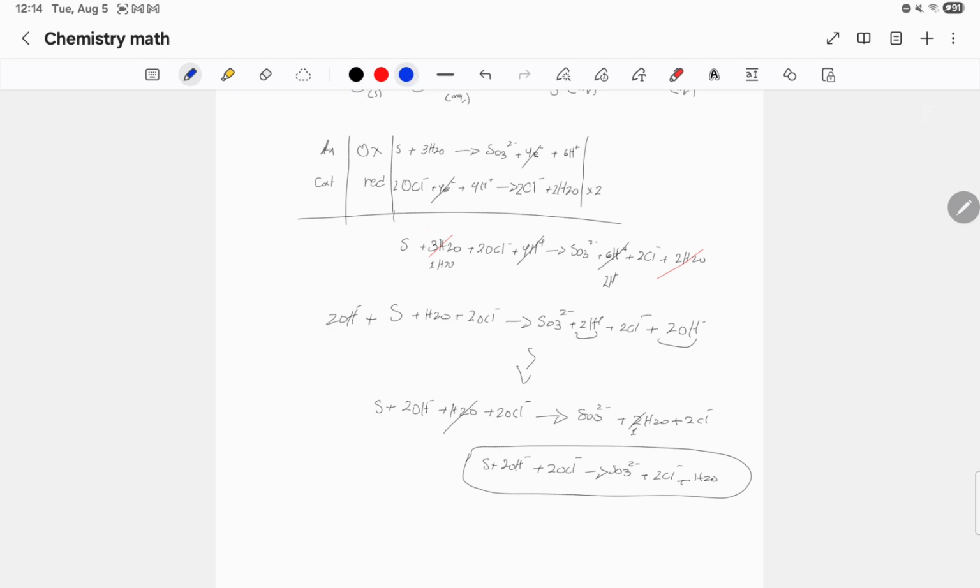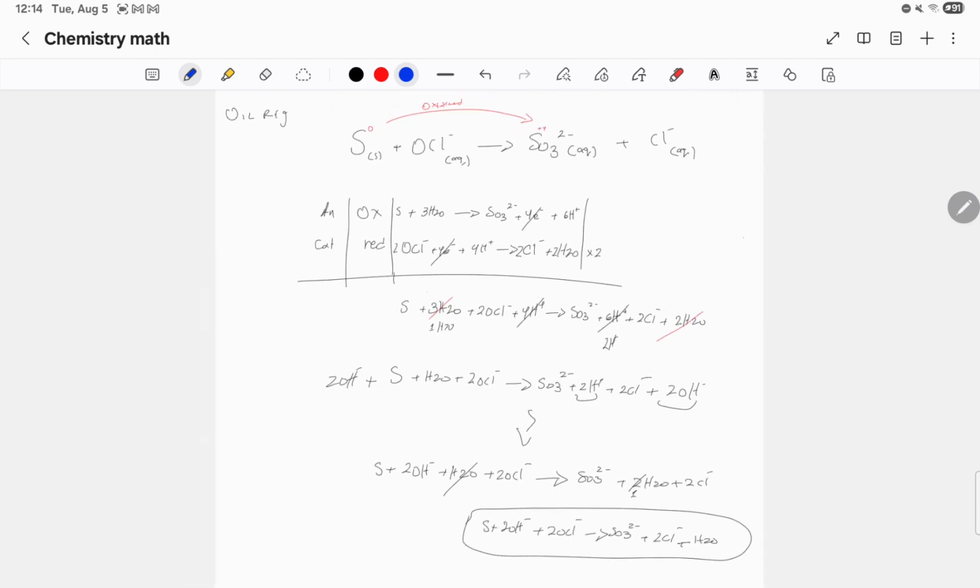So you can see that the only thing that is different between a basic solution and an acidic solution is that I would only have to add hydroxide at the very end, like at this step. Of course, you can do this so much faster. I'm only doing it this slow because I'm teaching it, but you can complete this much faster. And there's, of course, no need for this at all, really. But, you know, that's going to finish it for balancing redox reactions.